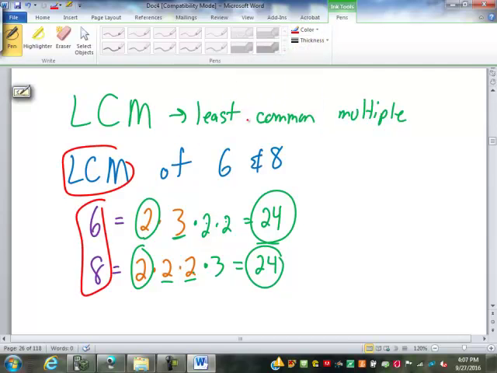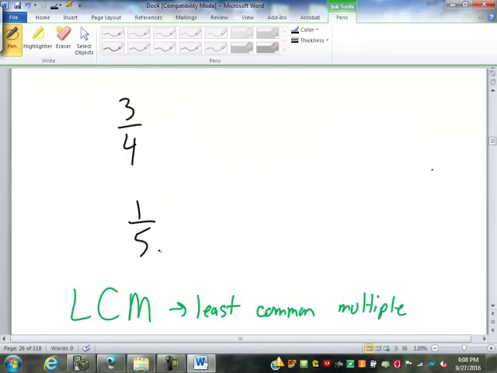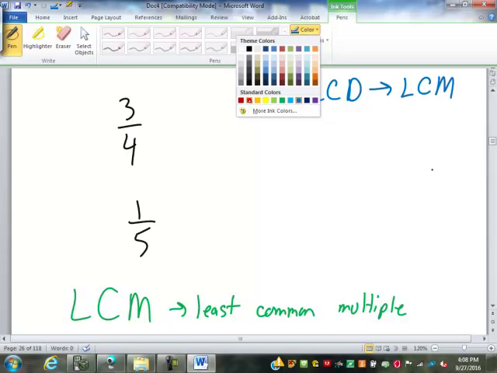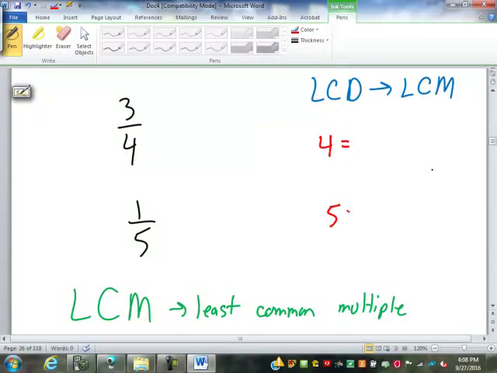Does that look familiar at all? A little bit? Okay. So now this example I gave you up here, 3/4 and 1/5. If I want to find the least common denominator, that is the same as finding the least common multiple. So I have 4 and I have 5. Factors of 4 are what? 2 times 2. How about 5? 5 is prime. So its only factor is itself. Well, it's not factorable, I should say, so it's just 5.